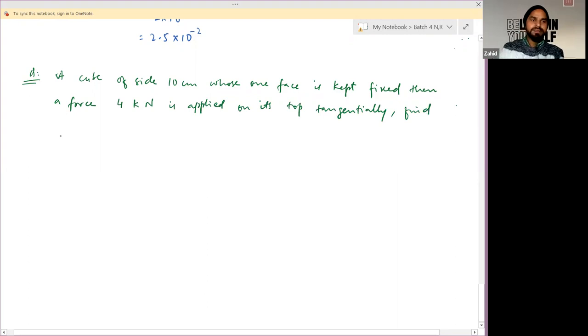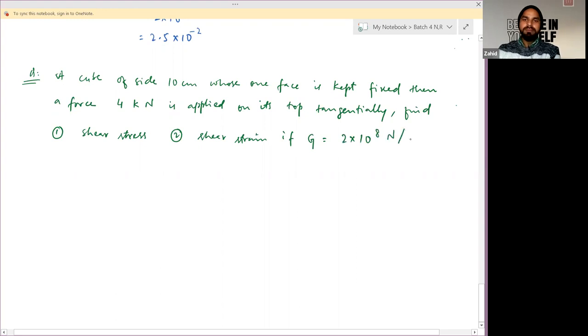Find first shear stress, second shear strain, if shear modulus is 2 into 10 raised power 8 Newton per meter square. Try to solve.